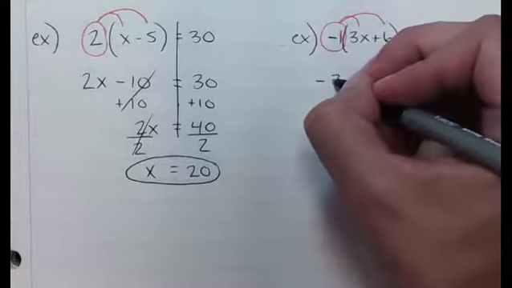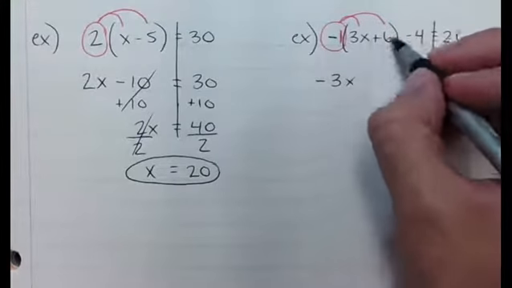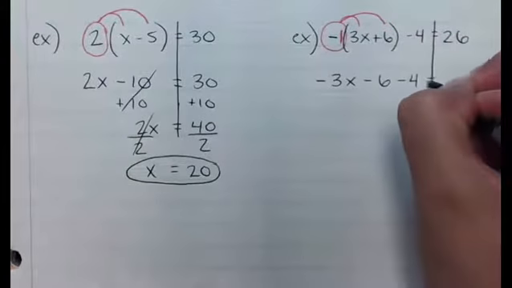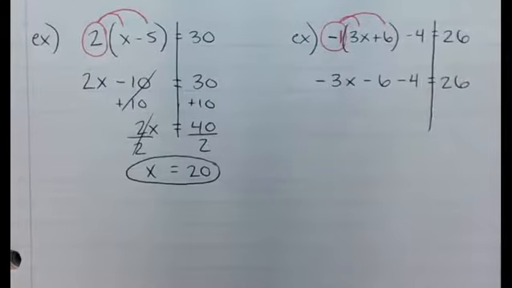So you should have negative 3x. Negative 1 times 6 is negative 6. This negative 4 just falls down. And I recopy that right side. So what do you think my next step is here? Again, I want to solve for x.